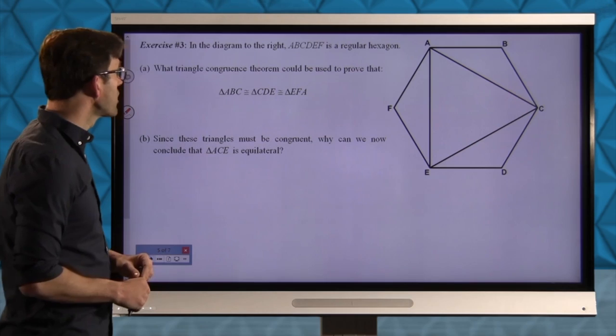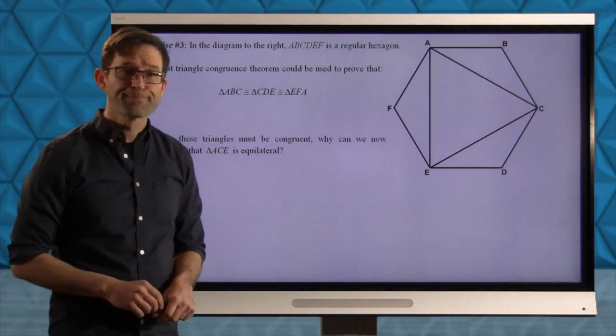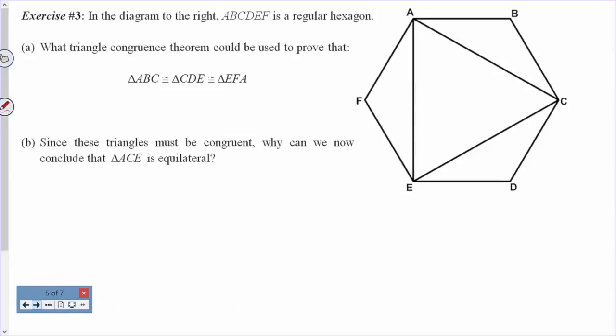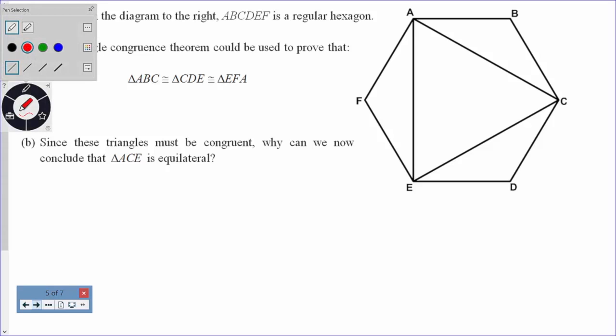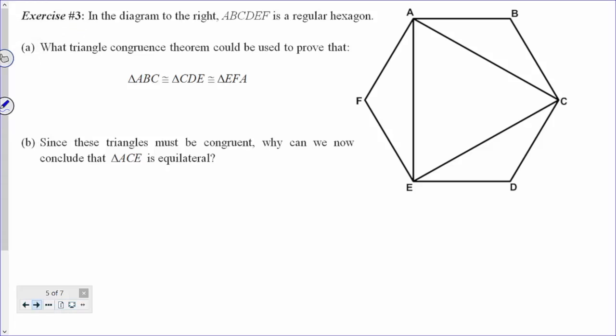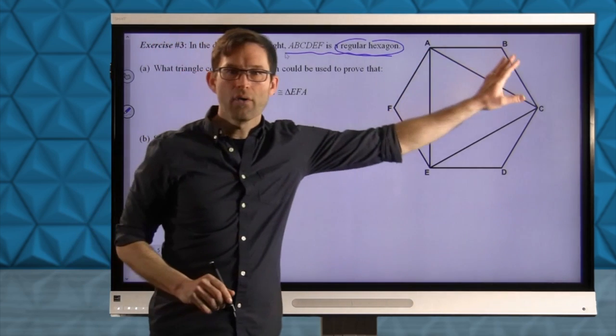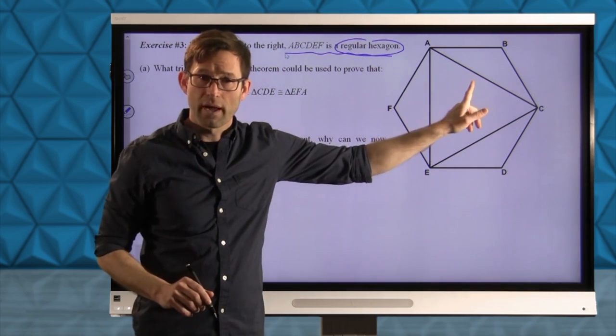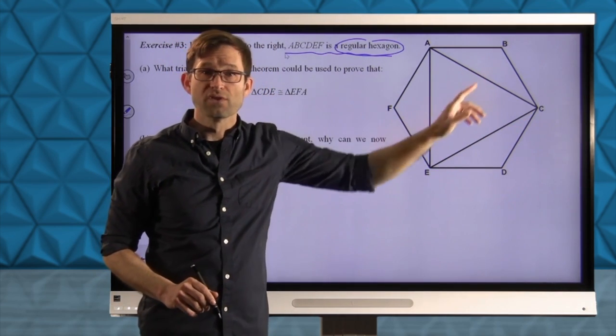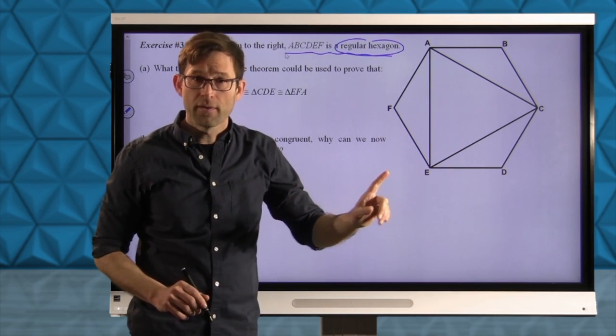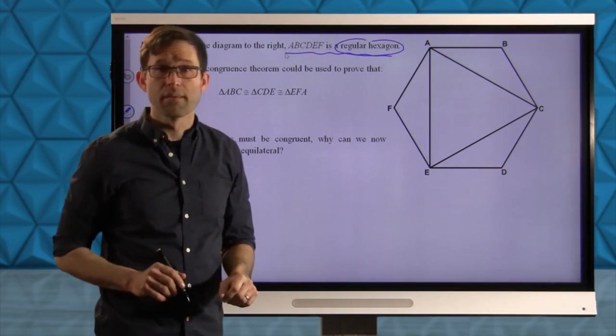So let's take a look at the next exercise. Exercise number 3. In the diagram to the right, ABCDEF is a regular hexagon. So this outer figure is a regular hexagon, which means all of its sides are the same length and all of its angles have the same measure.